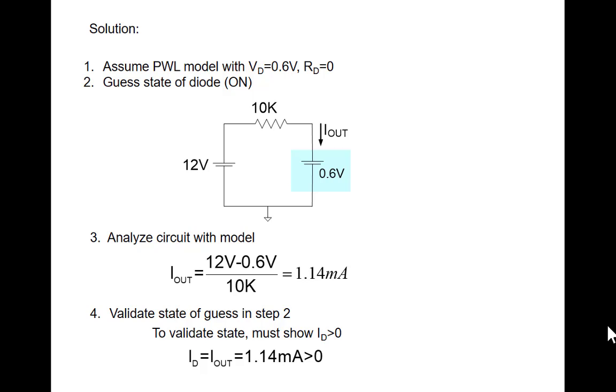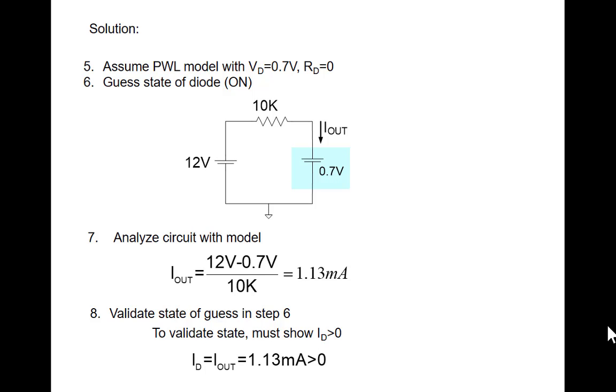So what do we do next? 0.7 volts. Yeah, 0.7 volts. So we guess a different model. So we'll put in 0.7 volts. We're going to guess this on again. So I analyze this circuit. I put in the 0.7 volt model, analyze this circuit. The output current is 12 minus 0.7 over 10K. And it's 1.13 milliamps.